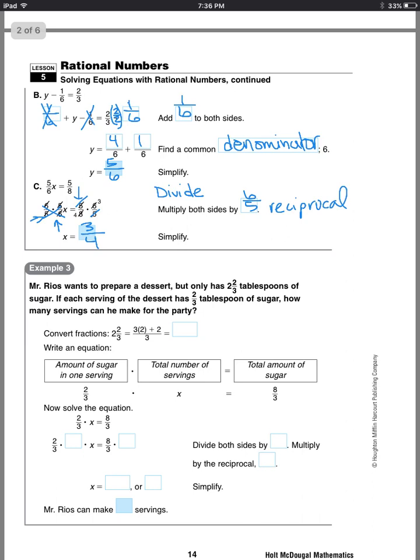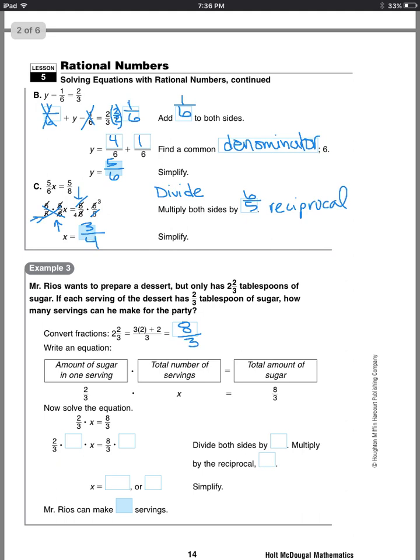Okay. Example 3. Mr. Rios wants to prepare a dessert but only has 2 2/3 tablespoons of sugar. If each serving of the dessert has 2/3 tablespoons of sugar, how many servings can he make for the party? Now this is kind of like the one we did yesterday. First thing we're going to do, though, is convert our mixed number into an improper fraction. They set that up for you. You're going to take 2 times 3 or 3 times 2, however you want to look at that, and get 6 plus 2 is 8. And our denominator is going to be the same.